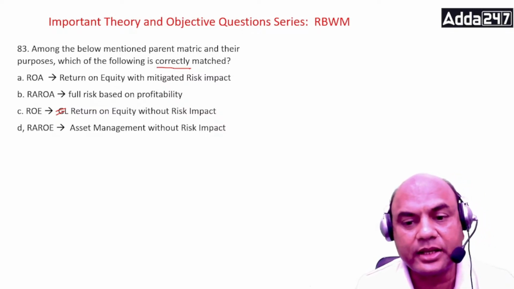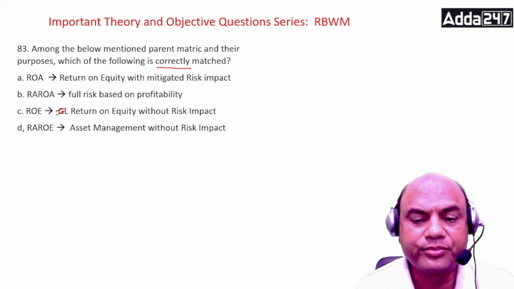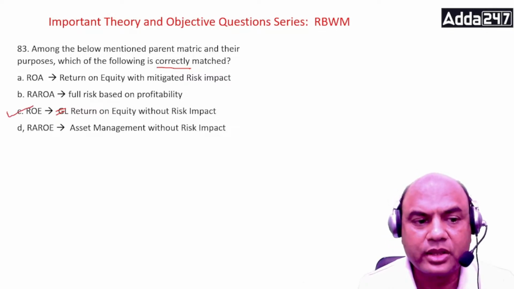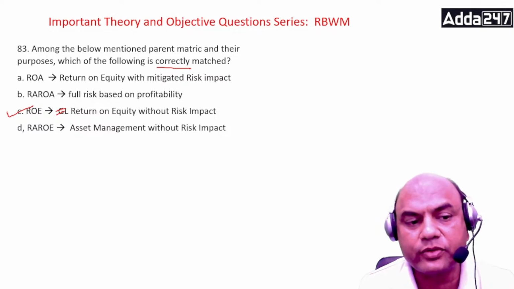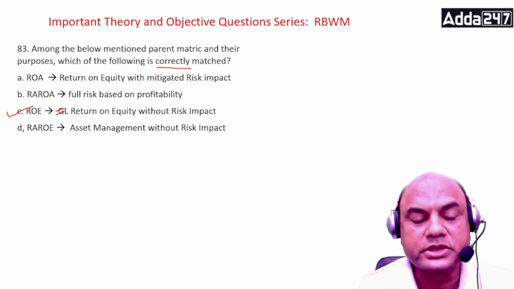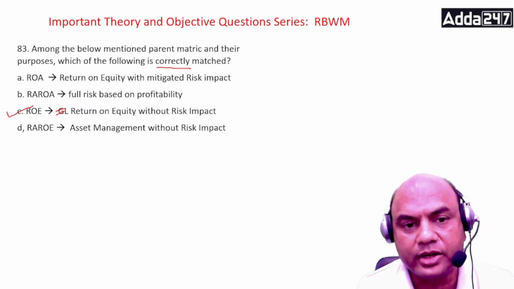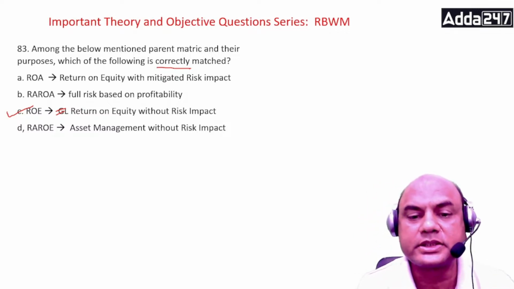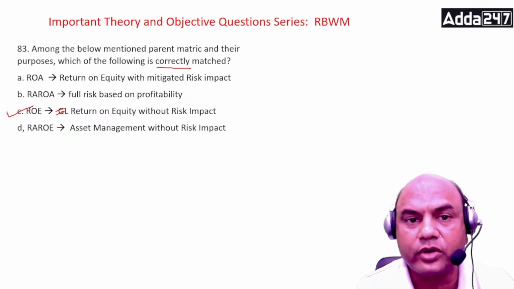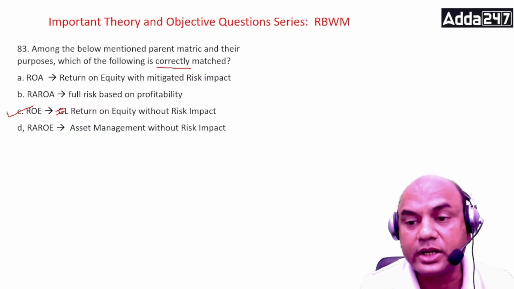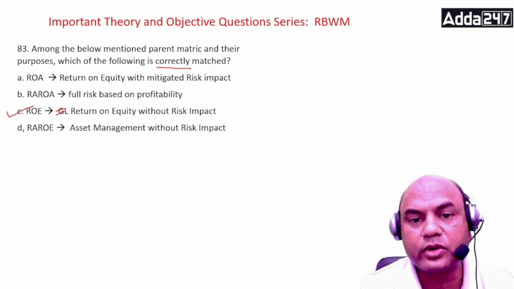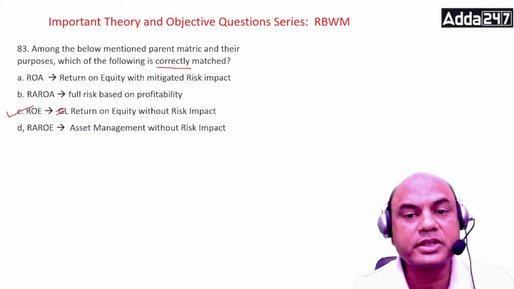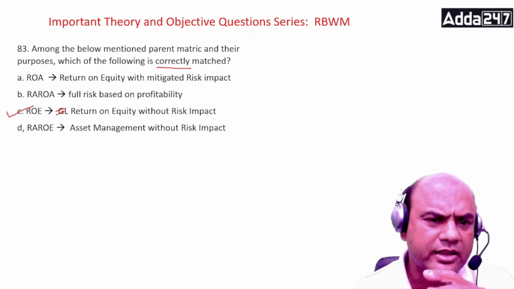This needs explanation. Firstly, let me give you the answer. The correct one is ROE, return on equity without risk impact. If I am having the risk impact, then it means risk adjusted return on equity. That is the meaning. ROA, return on asset, is for asset management without risk impact. ROE, return on equity, means return on equity without risk impact. Done. That was simple.